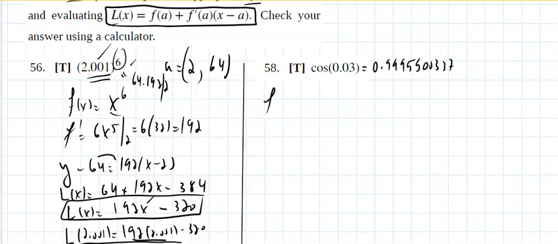I'm going to say let f of x equal the cosine of x. That's the function. And I'm going to choose a number around 0.03, which is 0. If I put 0 in, cosine of 0 is 1. My linear approximation, I need the slope of the tangent, which is the derivative, that's negative the sine of x.